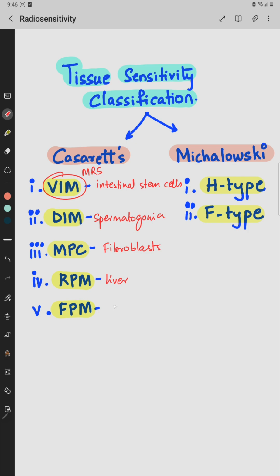Now, FPM is fixed postmitotic cells. These are the cells which never divide, and these have very long lifetimes. And these are the cells which are most radioresistant. VIM is the one which is more radiosensitive, and FPM are the ones which are more radioresistant. Examples are CNS cells, muscle cells, etc.